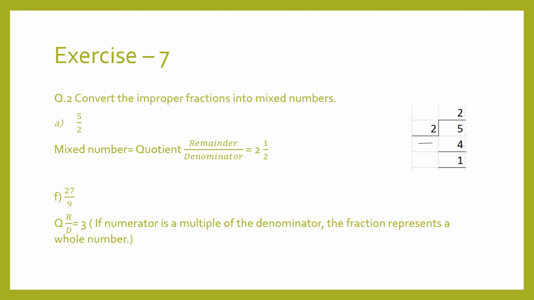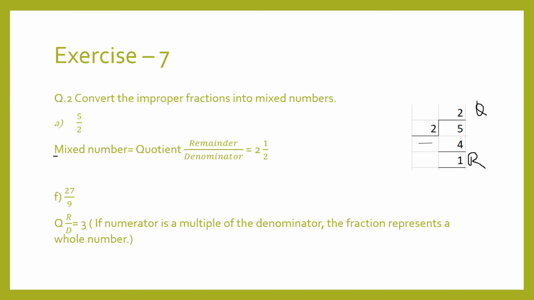Now, exercise 7. Convert the improper fractions into mixed numbers. For converting the improper fraction into a mixed number, we will divide. So 5 divided by 2 will give you 2. This is the quotient, this is the remainder, and this is, we can say, the divisor or denominator.